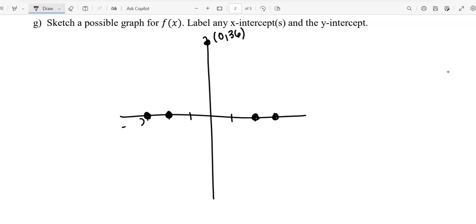And I guess we should label these. This was negative 3, 0. This one is negative 2, 0. 2, 0. And this one is 3, 0.